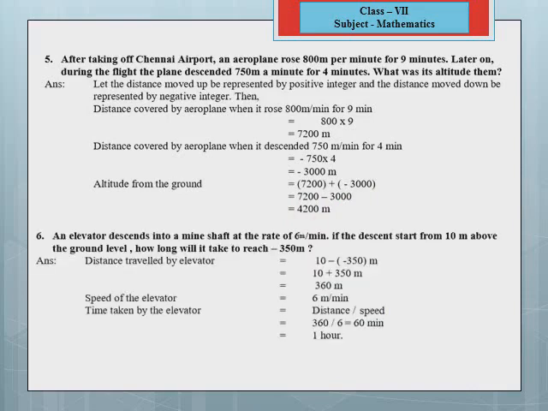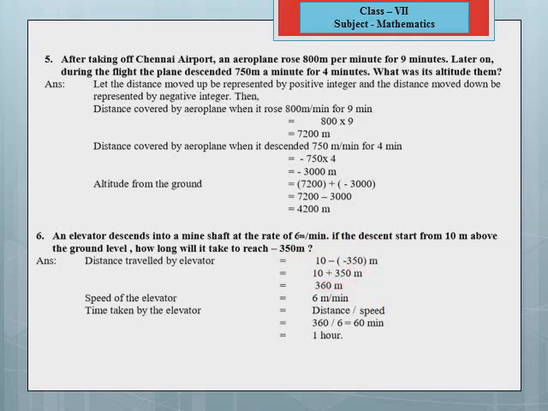An elevator descends into a mine shaft at a rate of 6 meter per minute. If the descent starts from 10 meter above the ground level, how long will it take to reach minus 350 meter? The distance traveled by the elevator will be 10 minus minus 350 meter because it started from 10 meter above the ground and reached the level of minus 350 meter. So we'll get 10 plus 350 meter, that is 360 meter.